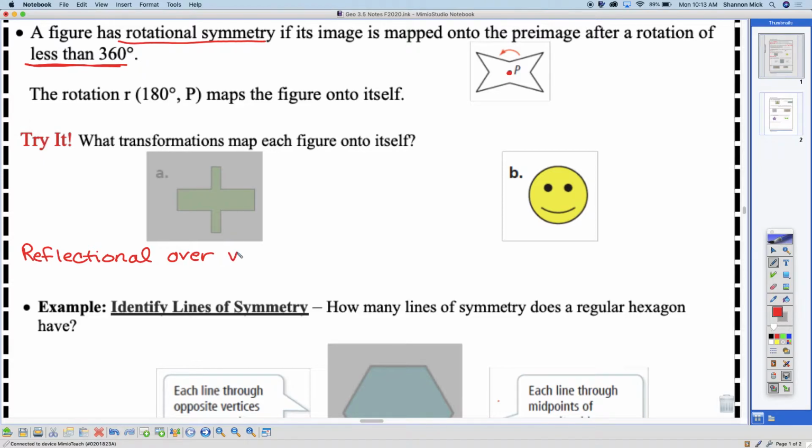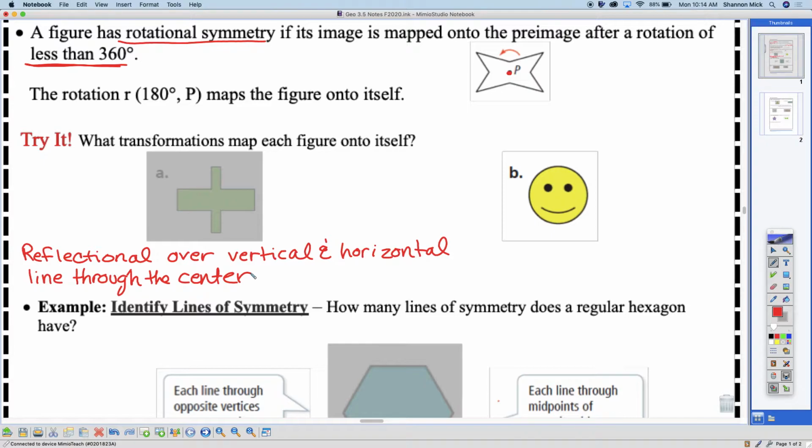Over vertical and horizontal lines through the center. Do I have a diagonal? Can I do a diagonal one here? No. If I had it, I would say through the vertices or whatever, right?